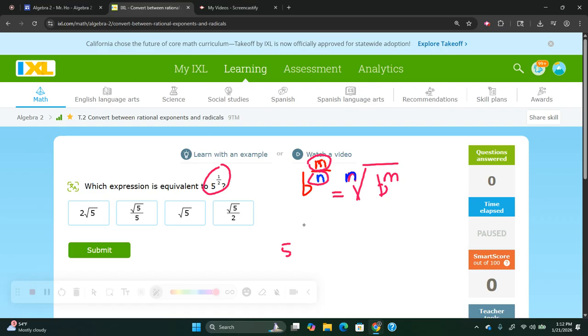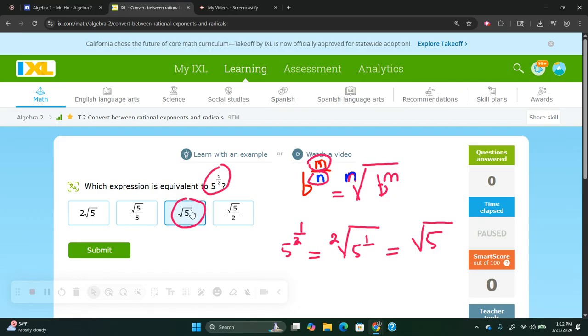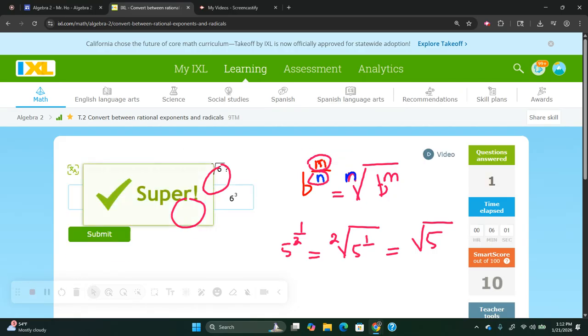5 power 1 over 2 should be equal to the square root of 5 power 1. But for a square root, you don't need the 2 for the root. It's just square root. And 5 power 1 is 5. So the answer is this option right here. So I just click on that and then submit. So it should be correct.